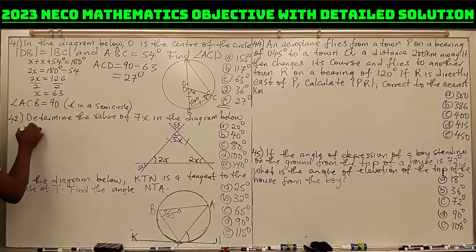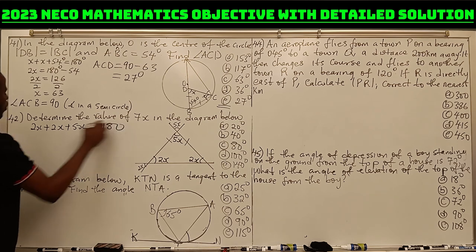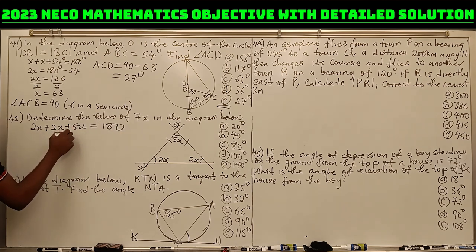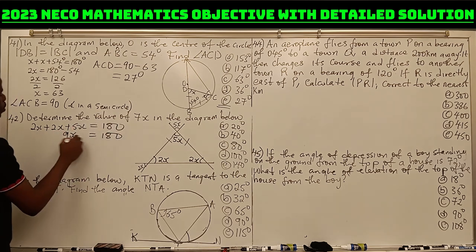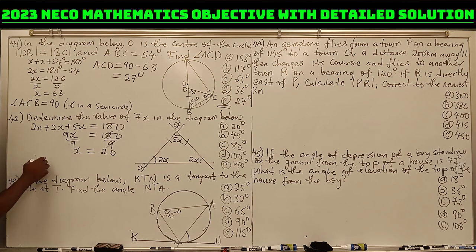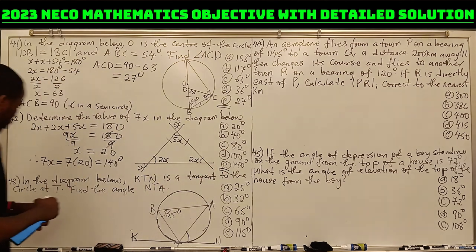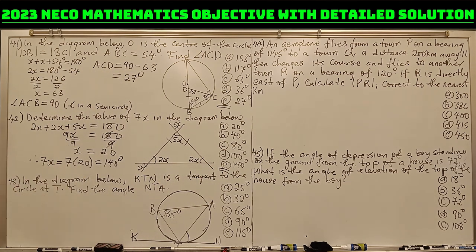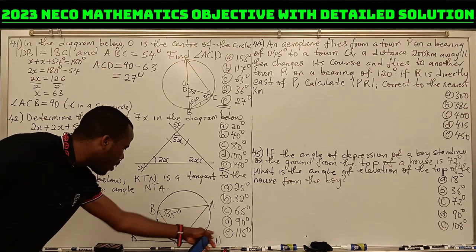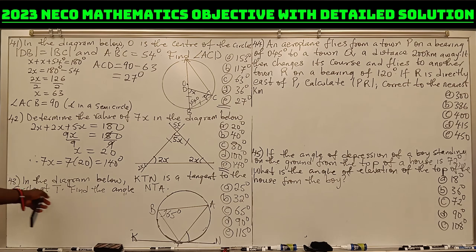Sum of angle in a triangle gives 180. So we have 2x plus 2x plus 5x gives 180. This is 9x equals 180. We divide both sides by 9, so that x is 20. Therefore, 7x will be 7 times 20, which is 140 degrees. And that is E.